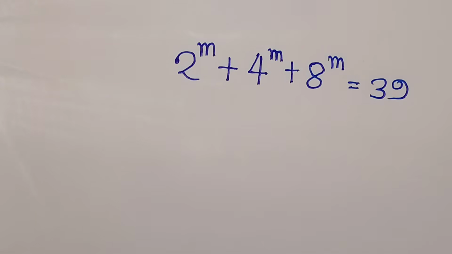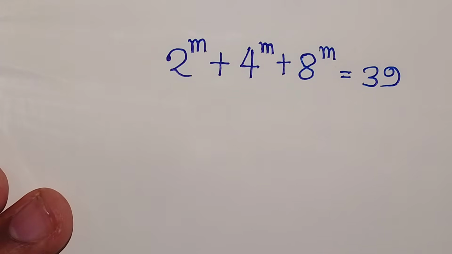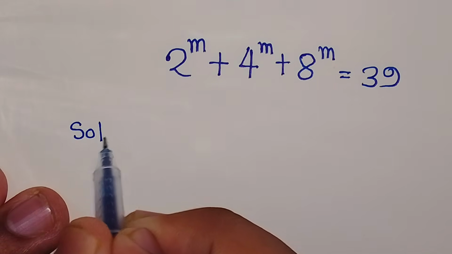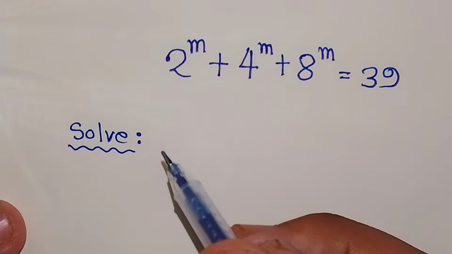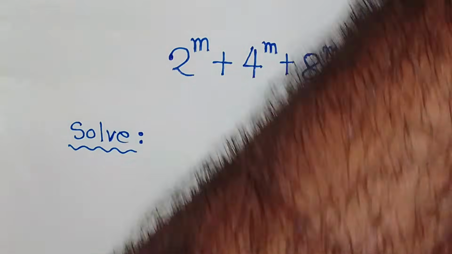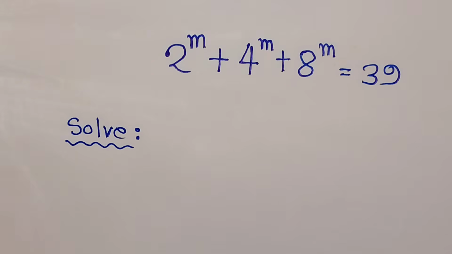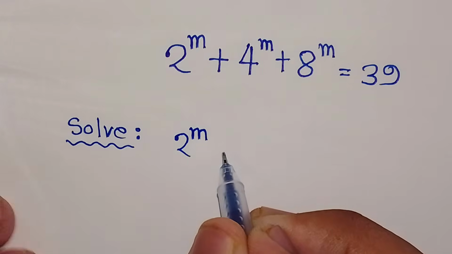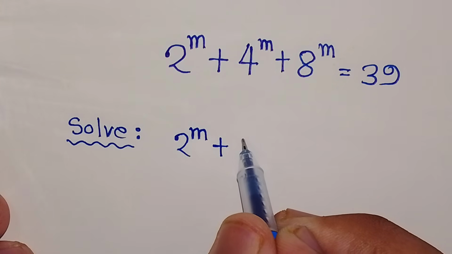Hey math lovers, 90% of students try complicated calculation in here, but one simple substitution solves the entire problem in under a minute. So let's start. This Harvard test challenge looks simple, but there are clever tricks hidden in it. The equation is 2 to the power m plus 4 to the power m plus 8 to the power m is equal to 39. At first glance, it seems difficult because the variable is in the exponent. But don't worry, we'll break it down step by step.